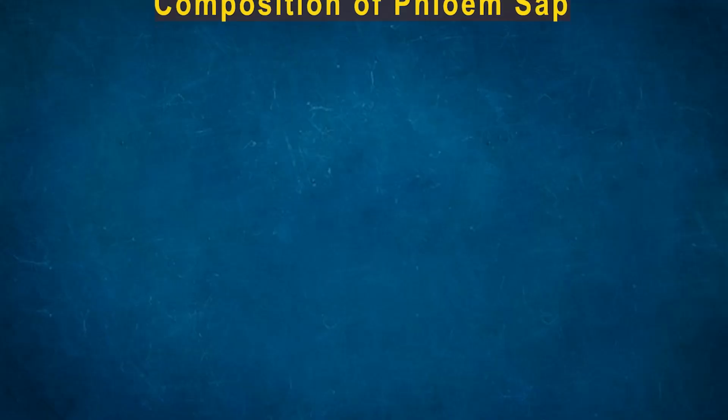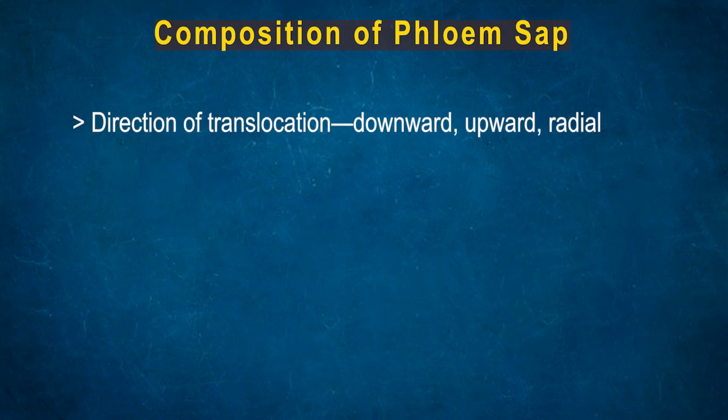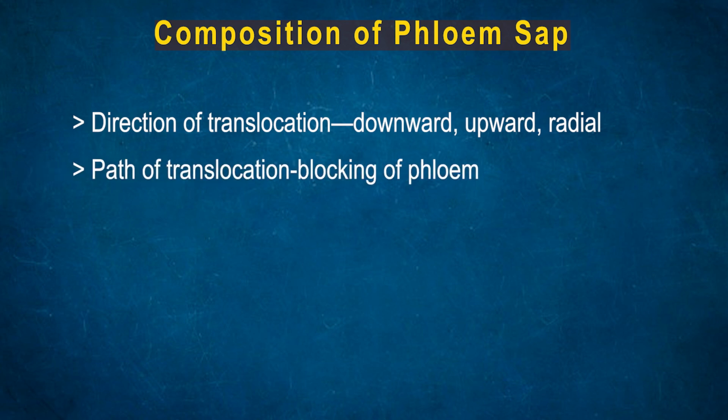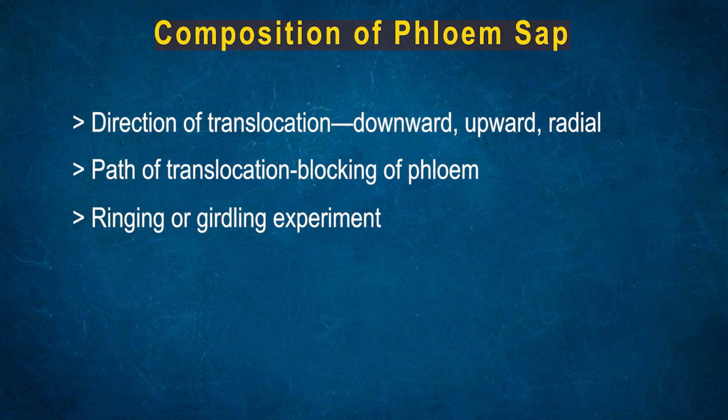Now, the next one is composition of sap. So, first you will know the different types of translocation, maybe downward, upward or radial, as well as the path of translocation. The blocking of phloem is very important. You know different types of experiments regarding ringing and girdling experiment, as well as mechanism of translocation, phloem loading, unloading, etc. So, all those topics will be covered here.